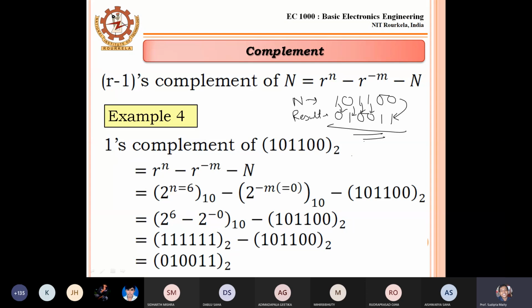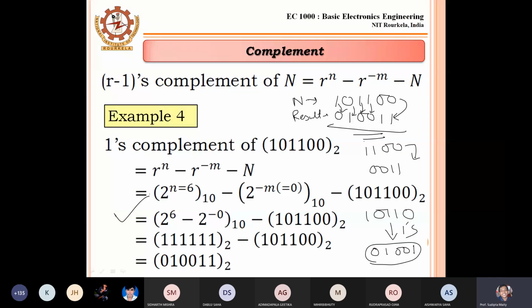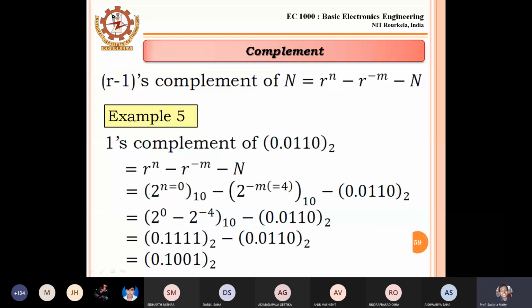Okay, so in 1's complement, if any question is given, then find the 1's complement. If I give 1 1 0 0, the answer will be 0 0 1 1. If I give 1 0 1 1 0, find the 1's complement, the answer will be 0 1 0 0 1. You do not have to perform those mathematics. Okay, that is the trick: how to find the 1's complement. But it only works when there is no decimal, na? Only for integers, or also for decimal? That is also the same. Let's see whether it is applicable or not.